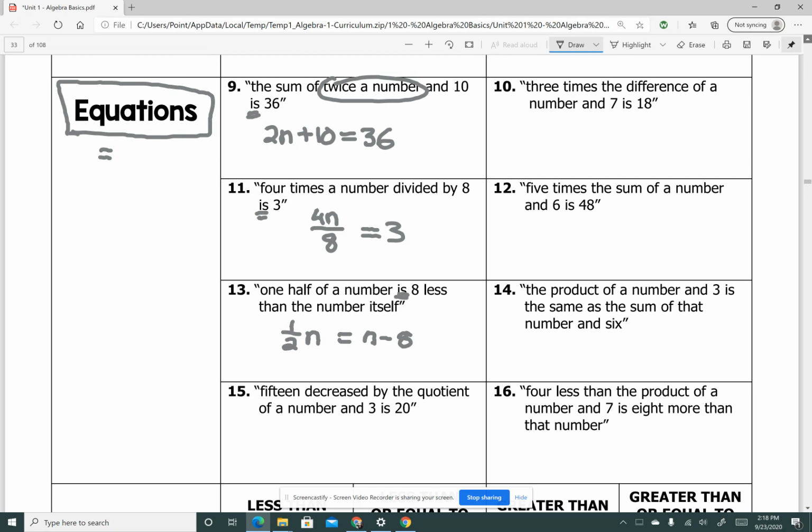And number 15 says 15 decreased by the quotient, which is the answer we get when we divide, of a number and 3 is 20. Okay, so 15 decreased by is 15 minus, and then the quotient of a number and 3, that is grouped together, that's a fraction, is 20. So try number 10, 12, 14, and 16 on your own.